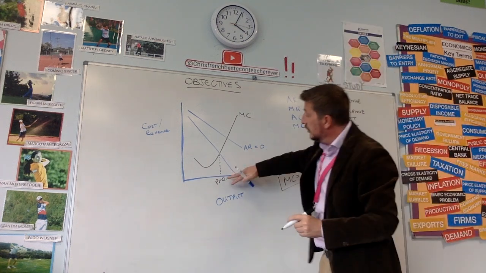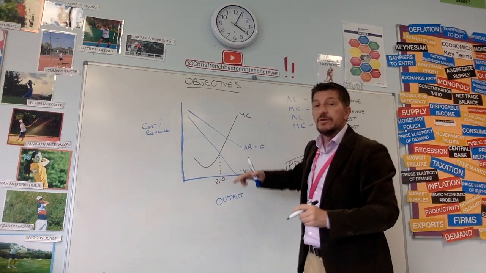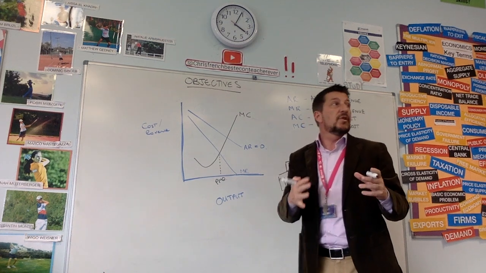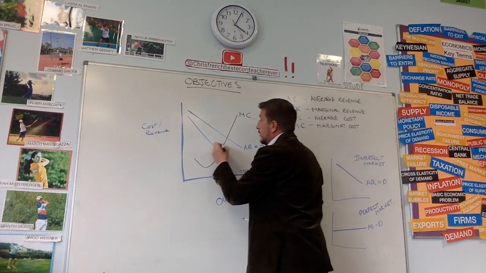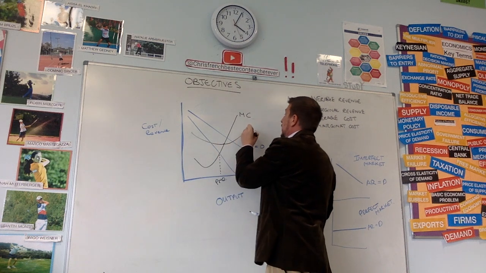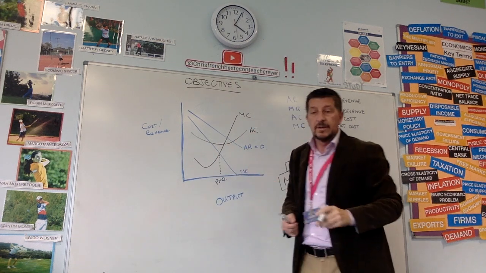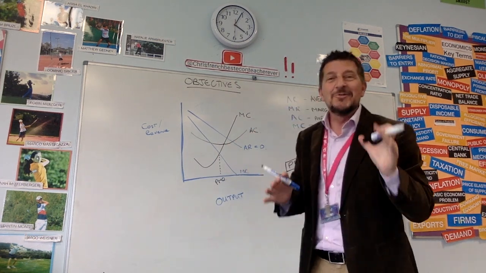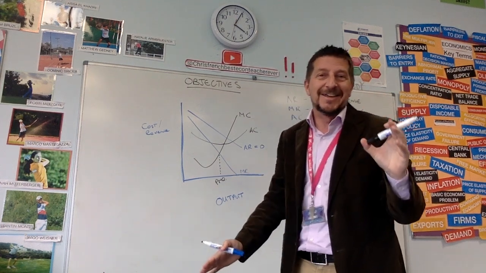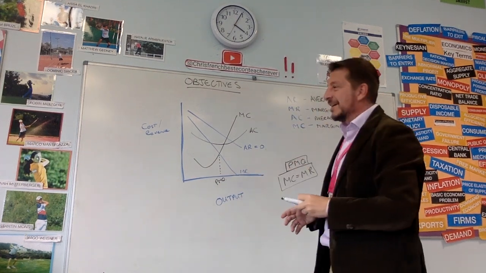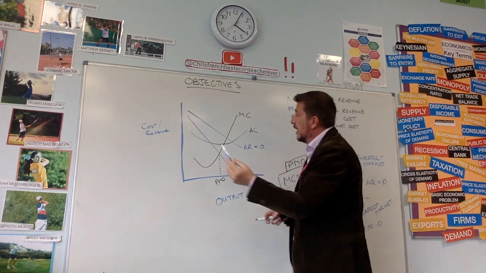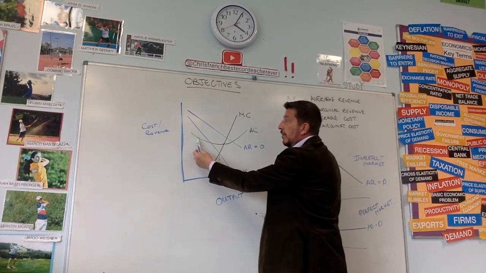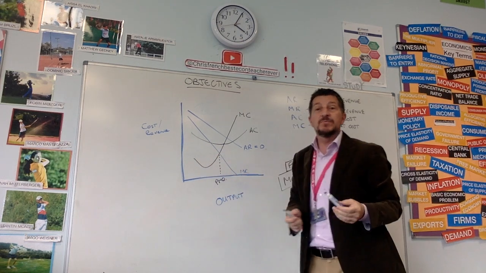Now, do we know where the profit is yet? No, we don't. Because first of all, we add our average cost curve. So we add our average cost curve here. Two really important factors here. The first factor is, to begin with, our average costs fall as the business gets bigger.